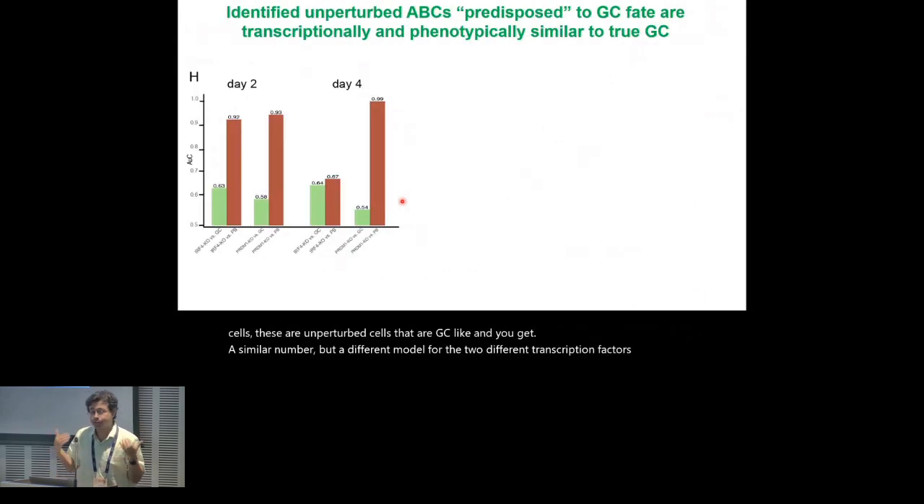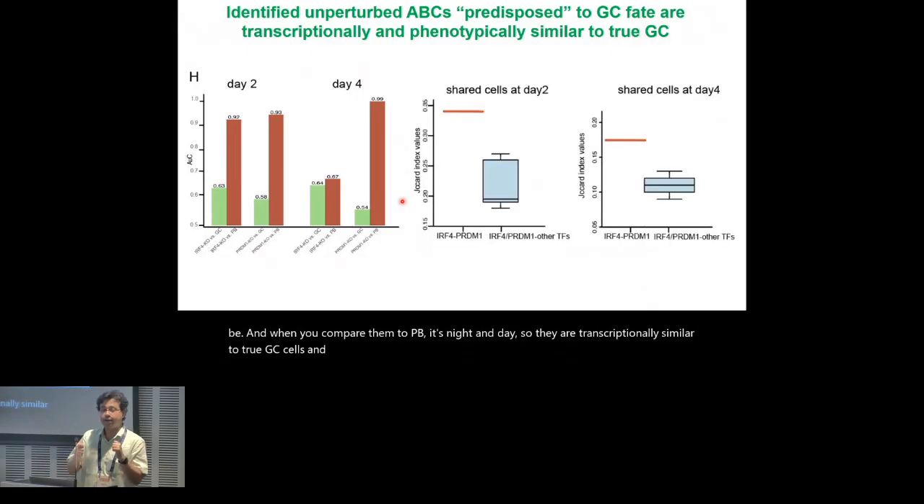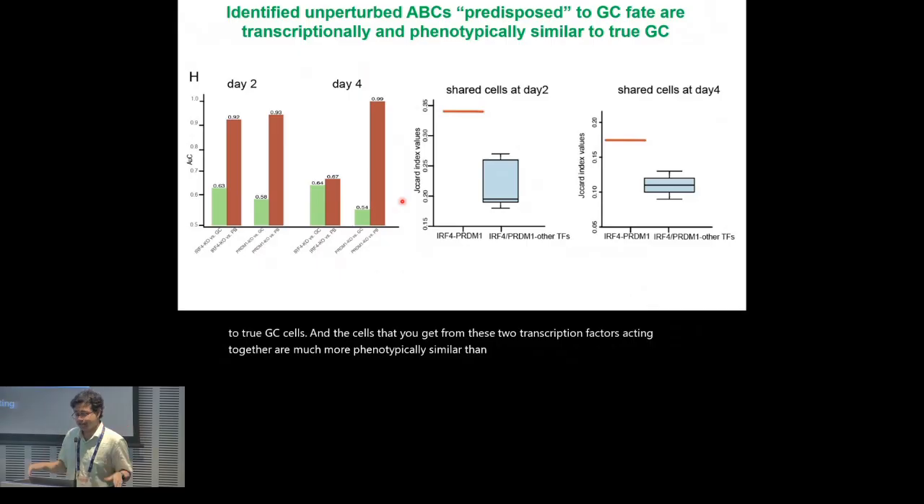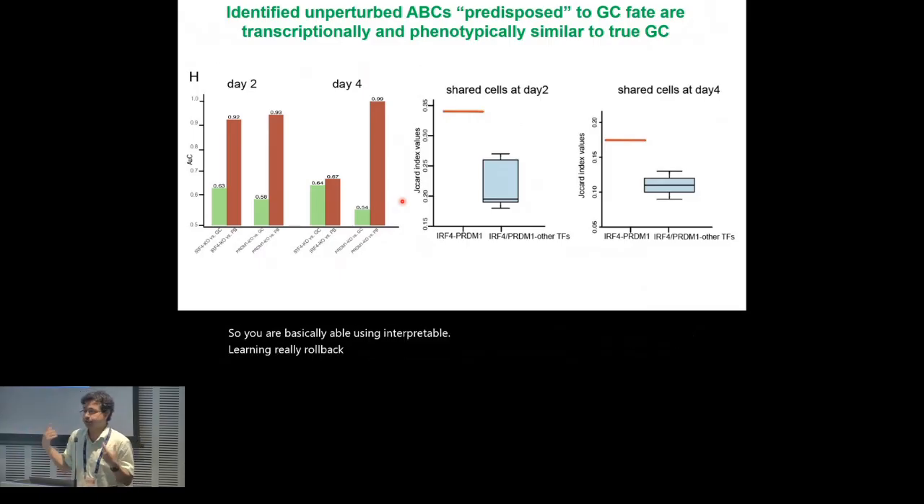And when you actually compare them to true GC, they are almost indistinguishable, exactly as it should be. And when you compare them to PB, it's night and day. So they are transcriptionally similar to true GC cells. And the cells that you get from these 2 transcription factors acting together are much more phenotypically similar than the irrelevant TF perturbation knockouts. So you're basically able, using interpretable machine learning, to really roll back cellular programs. And this is just one system, but we have done this for other systems too.